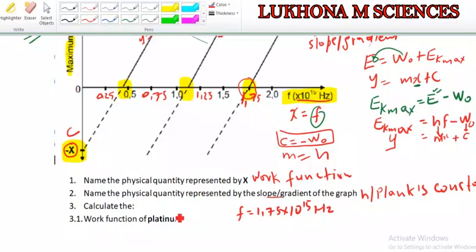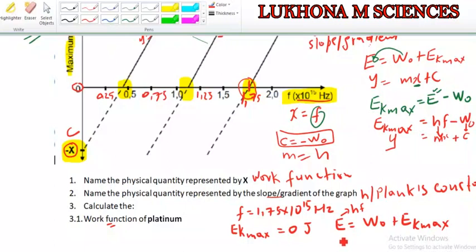This is our frequency. Then we are looking for the work function. What is the kinetic energy here? The kinetic energy in this line is equal to 0. That is Ek max in that area is equal to 0 joules. Therefore, we use this formula: E is equal to the work function plus Ek max. This one is the energy. You will remember that energy is also equal to hf.